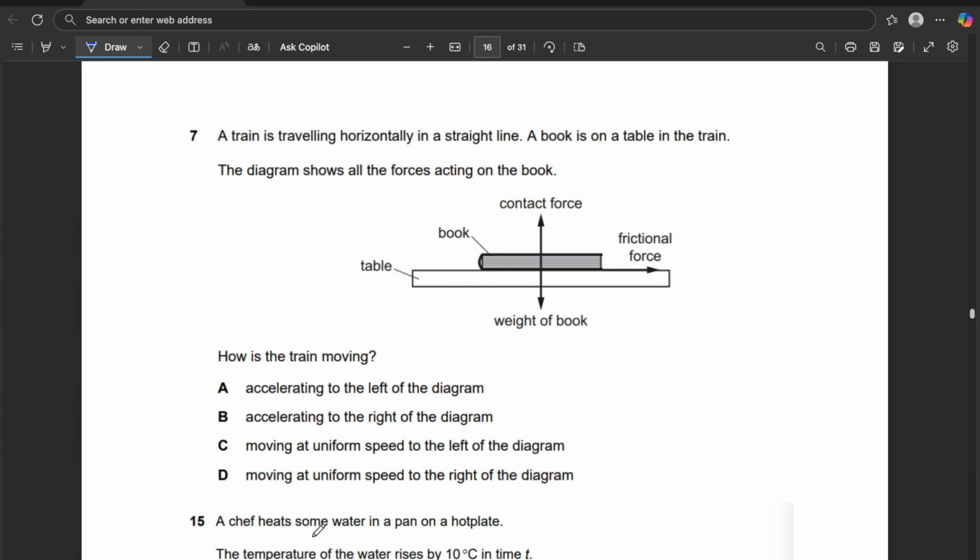A train is traveling horizontally in a straight line. A book is on a table in the train. The diagram shows all the forces acting on the book. How is the train moving?